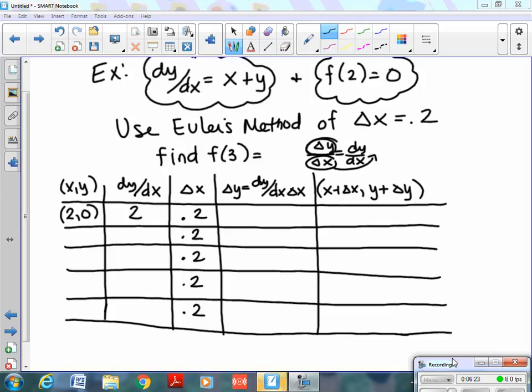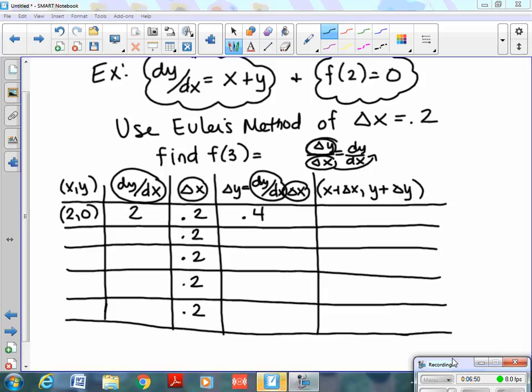So if you want to figure out what change in y is, we're just going to use dy over dx times delta x. Well, here's dy dx, there's dy dx, here's delta x, there's delta x. What you have to do with those two columns to get to this column, you just multiply. So 2 times 0.2 is 0.4. That's how they got that column. Then what they're going to do is they're going to do increments.